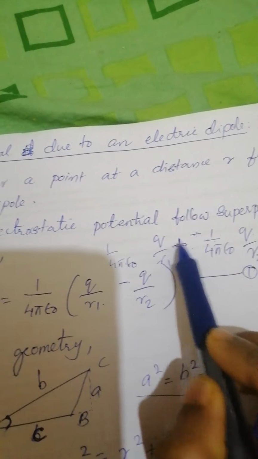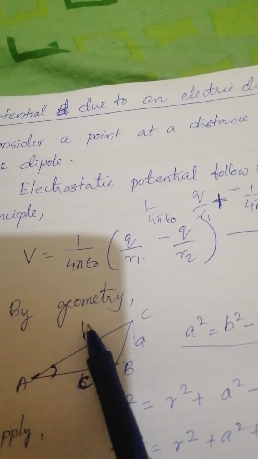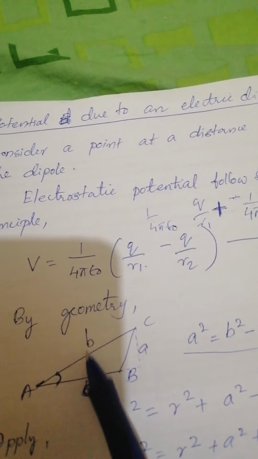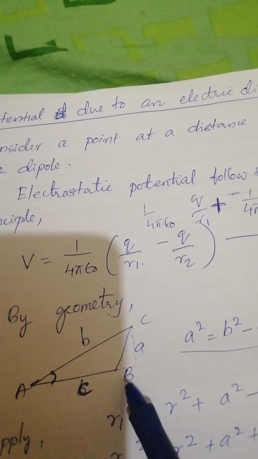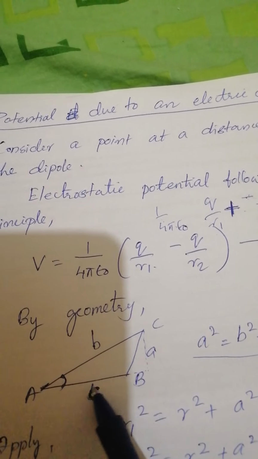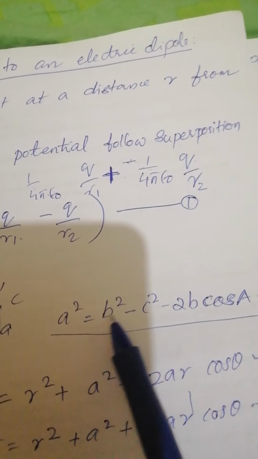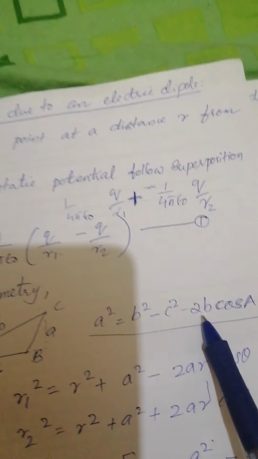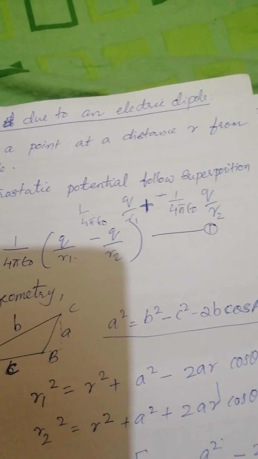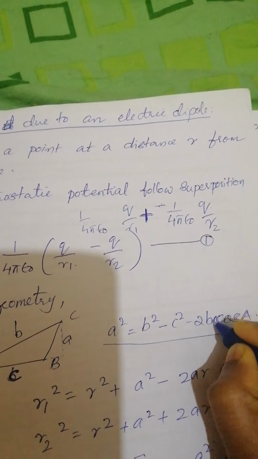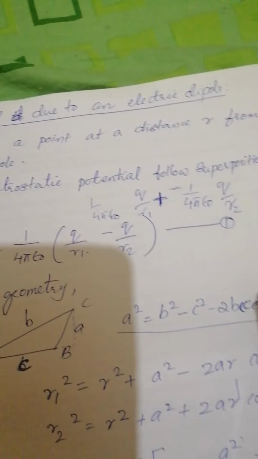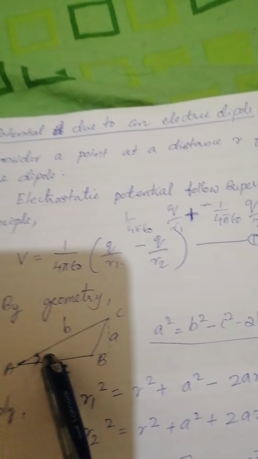So now consider this triangle ABC. Here A is the length of this side opposite to angle A. B and C are the other sides opposite to angle B and angle C. From this triangle we can prove that A square is equal to B square plus C square minus 2BC cos A, where cos A is the cosine of this angle.